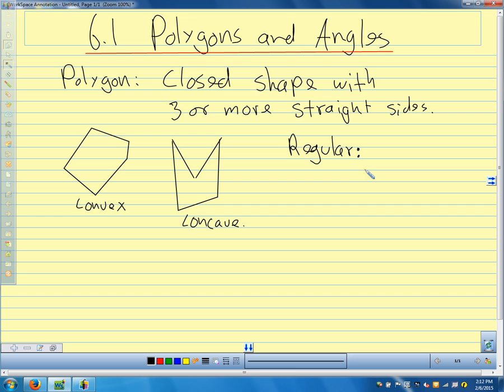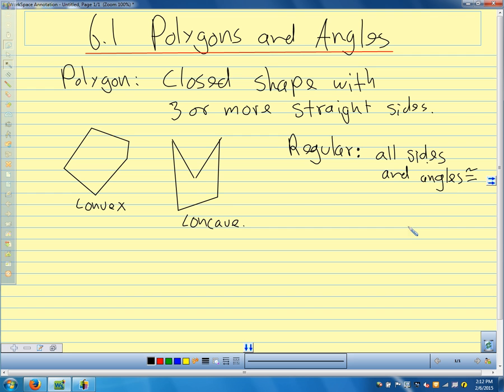What would we mean if we were talking about a regular polygon? What would we mean if we said a polygon is regular? I'll give you a hint. A square is a regular polygon. All the sides and angles. So all the sides and angles are congruent.